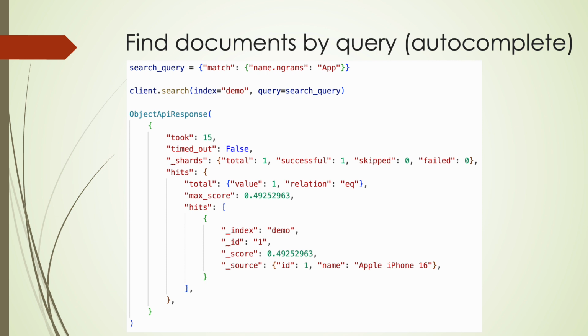Since we have defined an n-gram subfield for the name field, we can use it for partial or autocomplete searches. As shown in this example, we can even find the document by just searching for app. Autocomplete is very commonly used in practice, so it's introduced in this video as well.